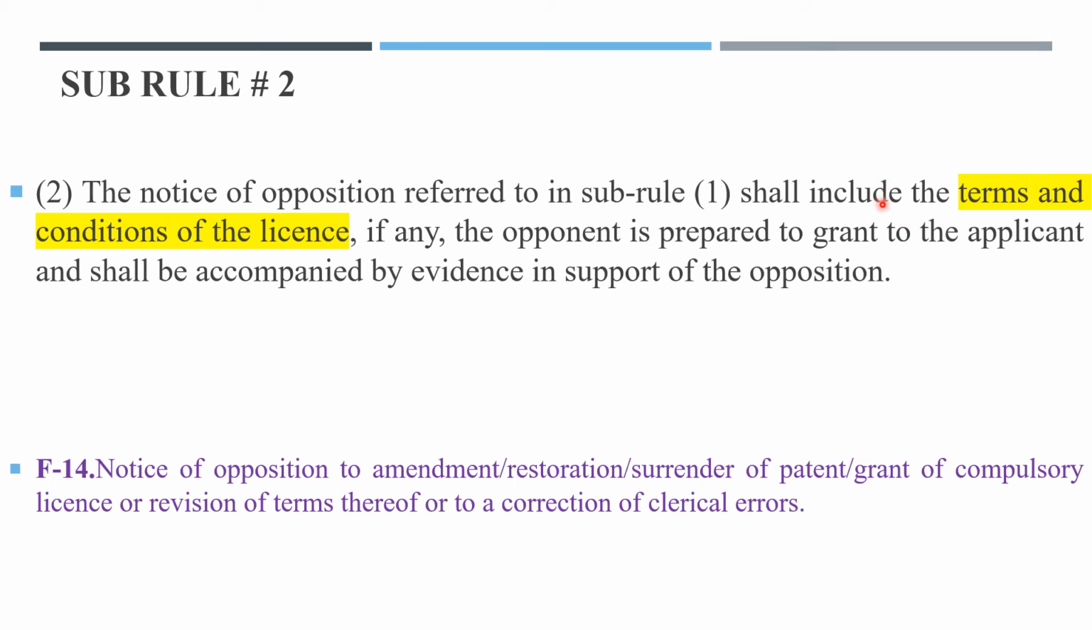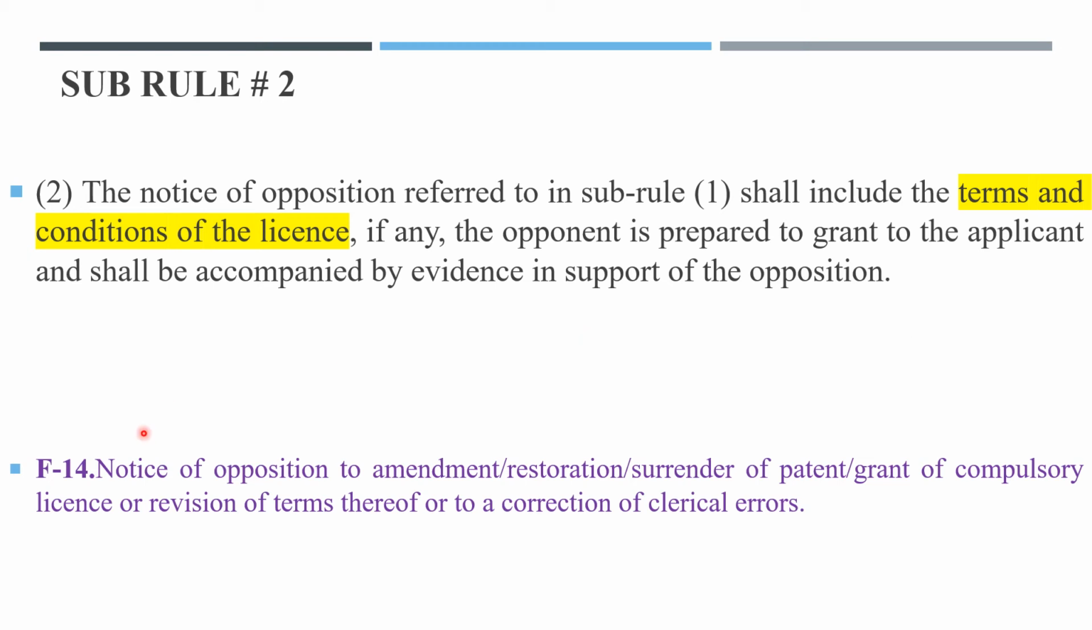We can say that the notice of opposition will include all the terms and conditions of the license, and it should be accompanied by evidence in support of the opposition as well, because if an opposition is to be done, then it should be accompanied with the terms and conditions of the license along with the evidence in support of the opposition. That's all.